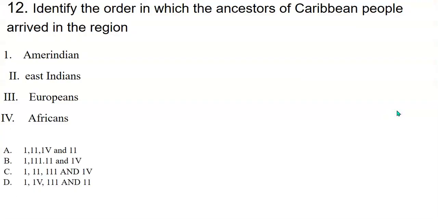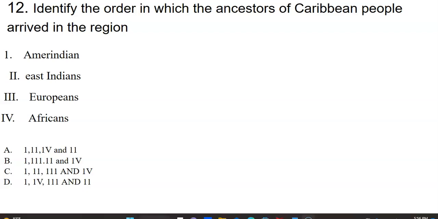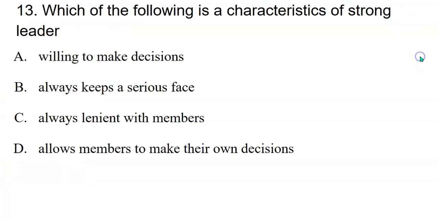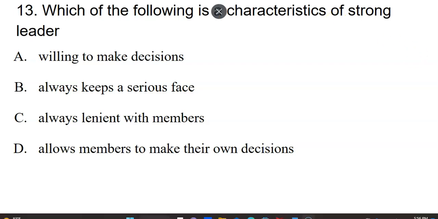Question 12. Identify the order in which the ancestors of Caribbean people arrived in the region. And the answer to question 12 is letter B. So we have the Amerindians arriving first, the Europeans, the East Indians, and then the Africans. Question 13. Which of the following is a characteristic of a strong leader? This is an easy question. It is definitely letter A, willing to make decisions.